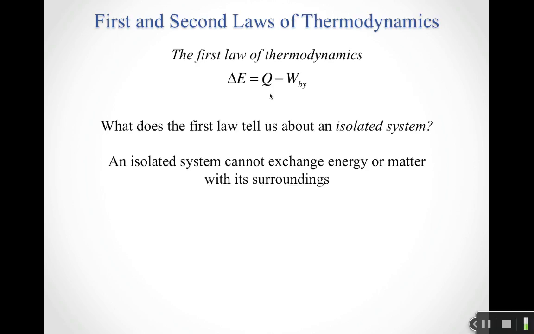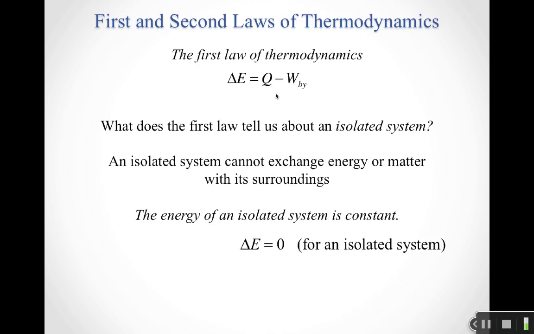So what's the first law tell us about an isolated system? Well, an isolated system, by definition, is something that we put inside our insulator, and it can't exchange energy or matter with the surroundings. The only thing it can do is rearrange the energy inside. So the energy of an isolated system has to be constant, which means that the change in the internal energy of an isolated system has to be zero.